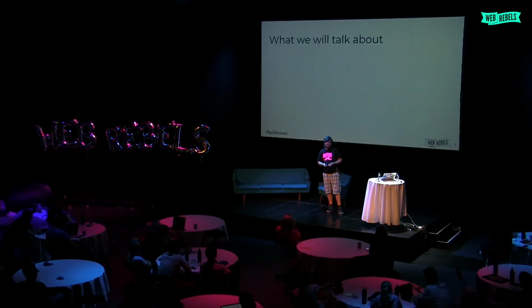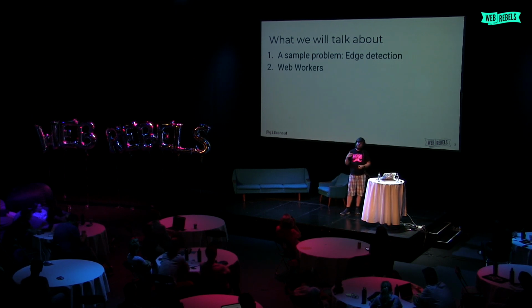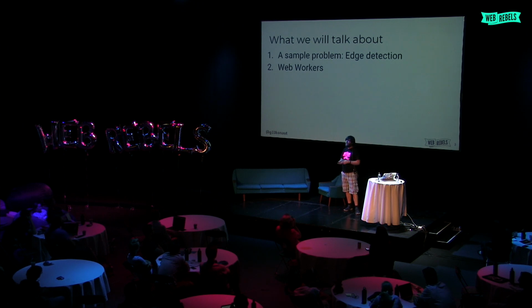So this talk basically introduces us to a problem, the problem of edge detection. I'm going to explain that in a second. Then we're going to have a look at how we can solve that with normal JavaScript. But then we're going to look into something that's called web workers. It has been around forever, basically, but people are not using it as much, I think. And it's definitely worth having a look as to why we should use them and what they're good for.